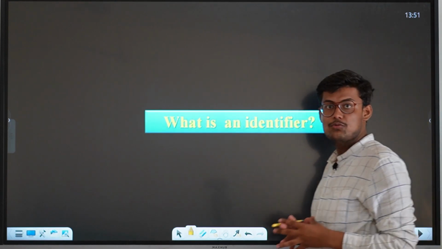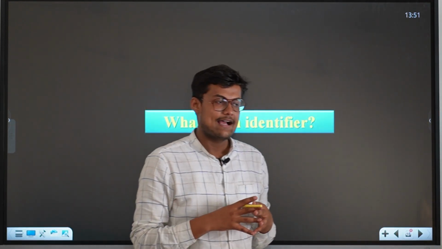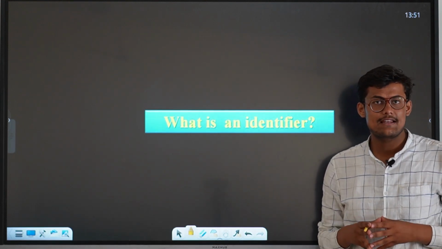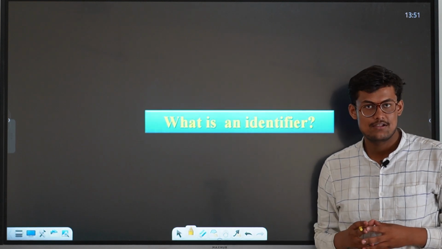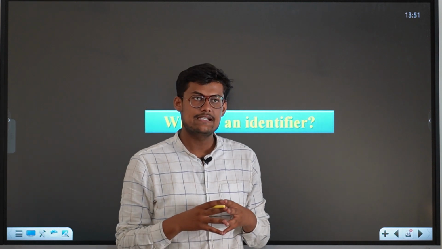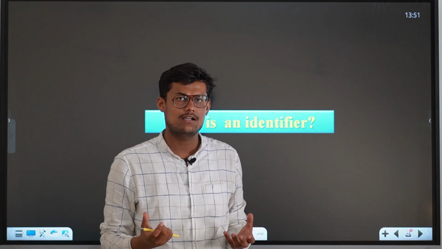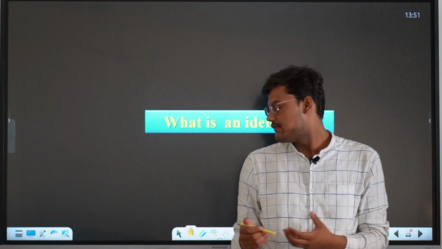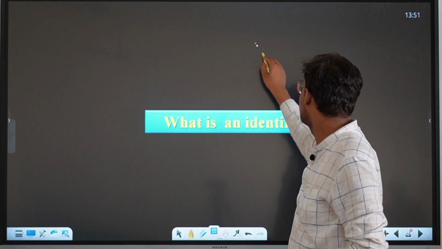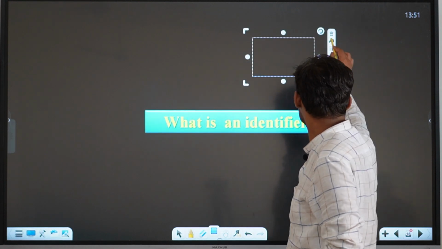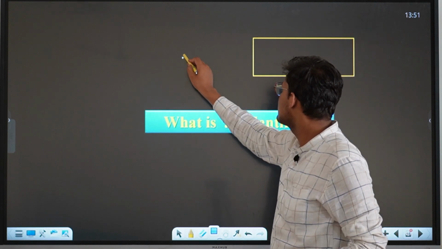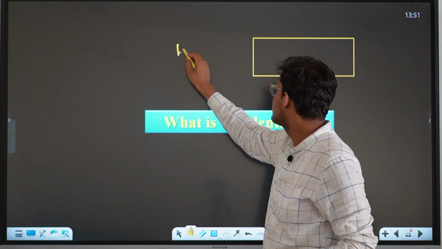Now, we will move on to our next topic, which is an identifier. As its name suggests, an identifier is used to identify something. Suppose in programs we try to create variables for storing different types of data. We need to create variables. Suppose we have created a named memory location which is name.